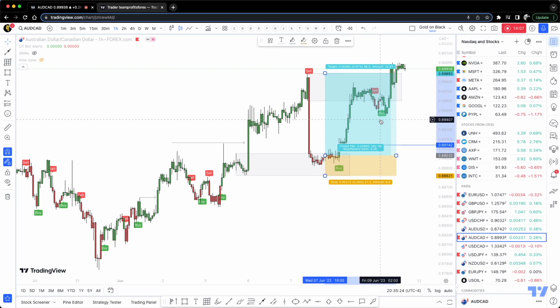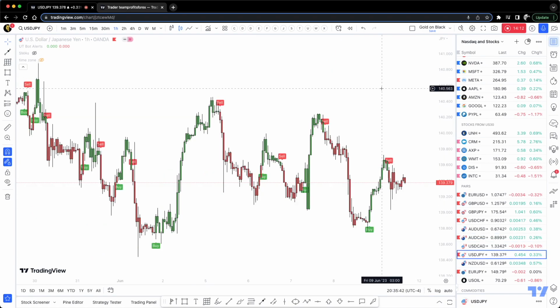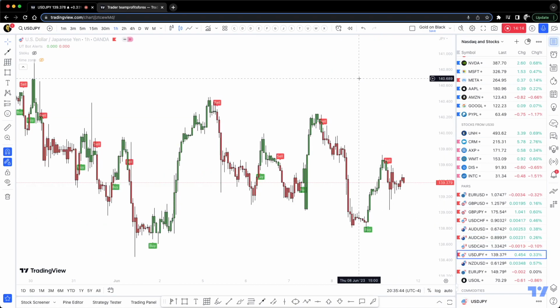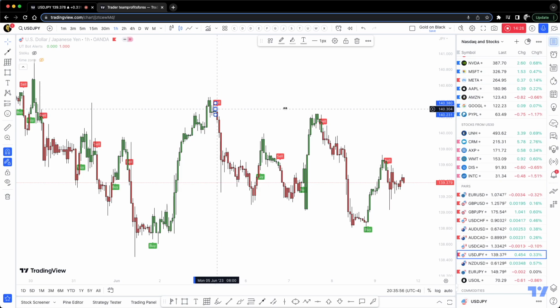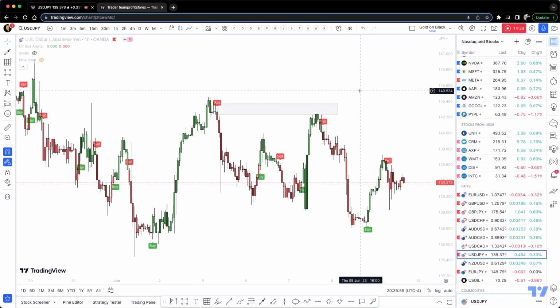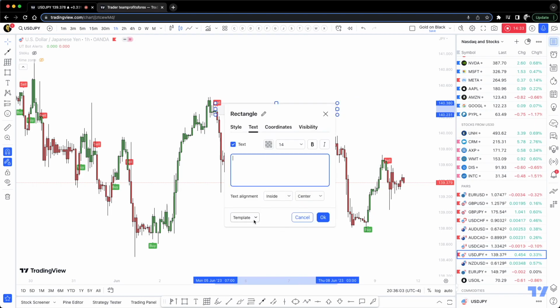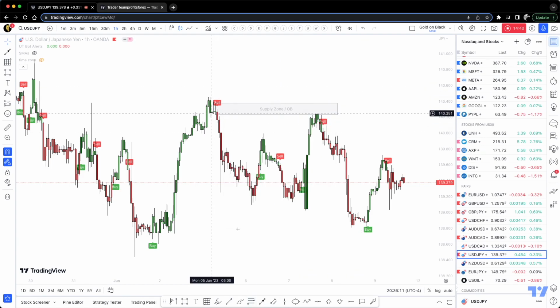So let me go ahead and look for one more example based on order blocks. Right here we have another currency pair, USD JPY. And it's very simple to see in this case that right here we do have a nice supply zone right there. So we had liquidity.